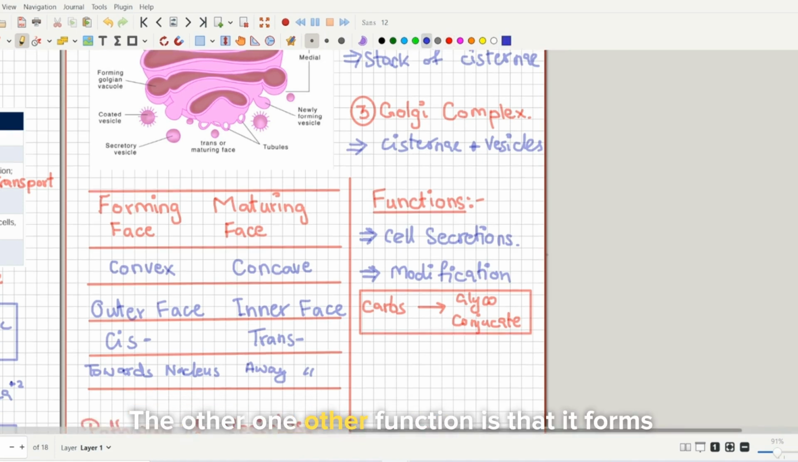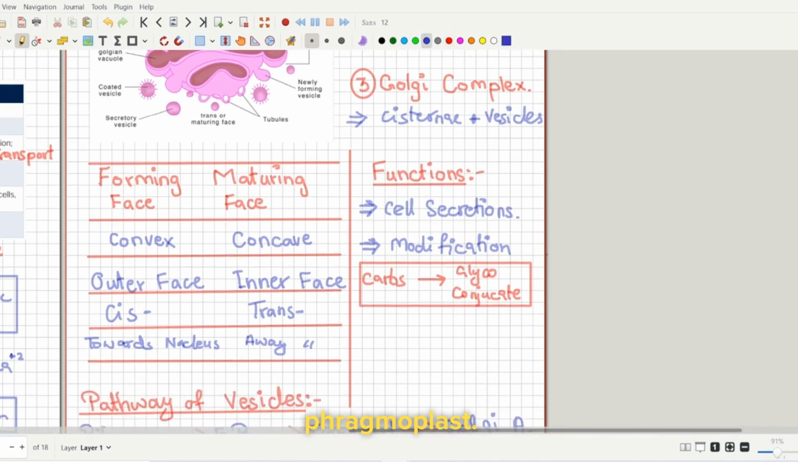The other function is that it forms Fragmoplast. We talked about this above, when we discussed what a Dictyosome was. Dictyosome was the name of Golgi apparatus in a plant cell, and what the Dictyosome does is that it forms Fragmoplast.